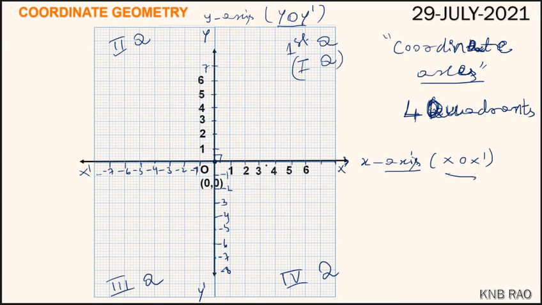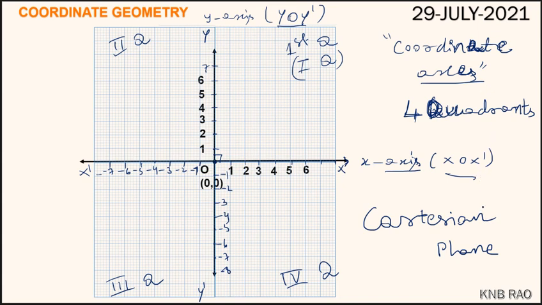See children, the plane containing these coordinate axes was divided into 4 quadrants. This plane is called Cartesian plane. So, Cartesian plane is a plane which is divided into 4 quadrants by the coordinate axes.